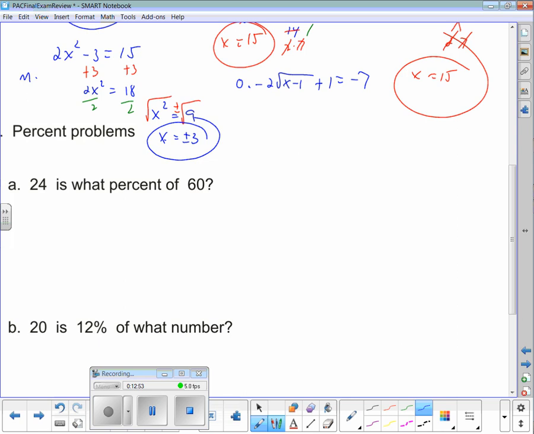How many got x equals plus or minus 3? How many of you forgot the plus minus? Let me see your hands. And the rest of you forgot how to do the problems. These are in your notes. Go back and take a look at equations where the variable is squared. All right, go ahead and try O. Here's O. Negative 2 times the square root of x minus 1, plus 1 equals negative 7.